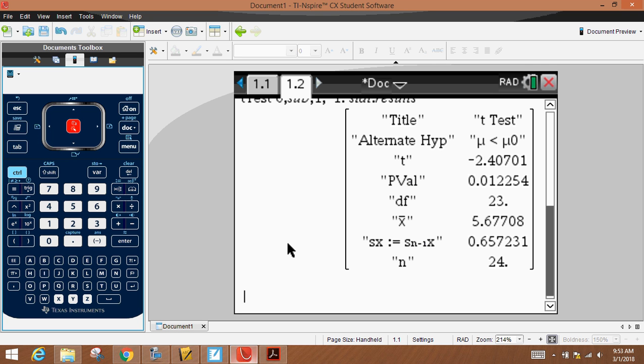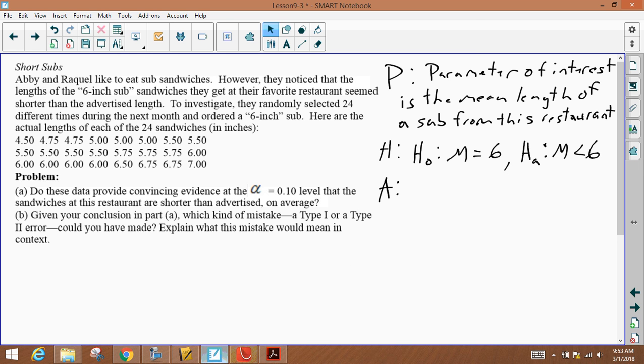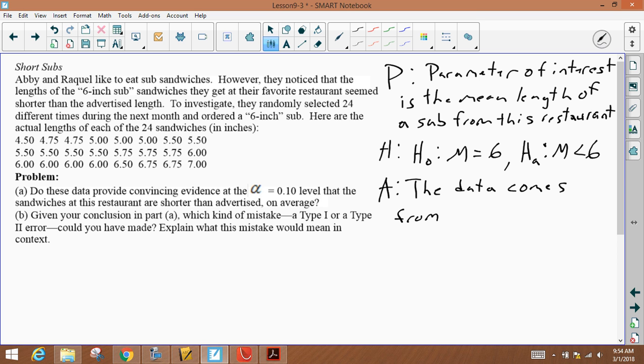Okay, so let's check assumptions. The data comes from an SRS for sure, and then it appears that it's probably the case, so we have to check this condition.